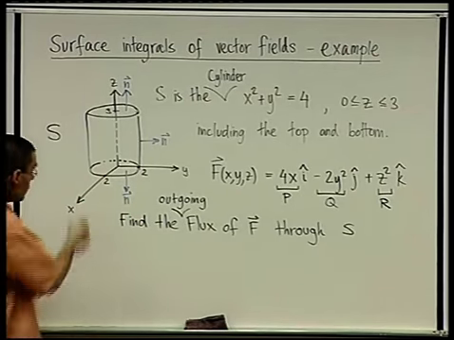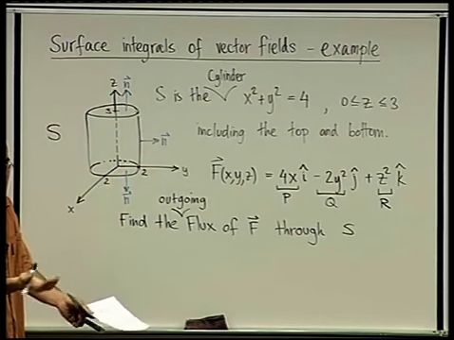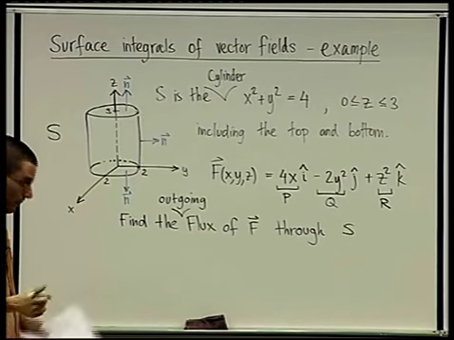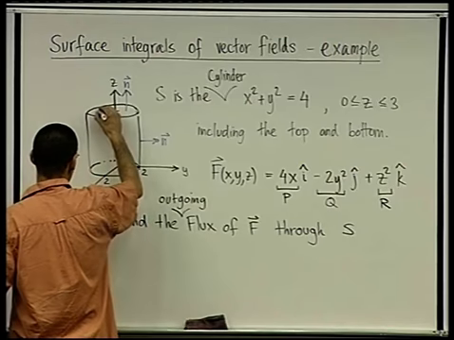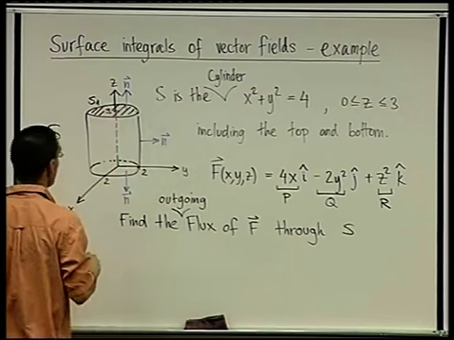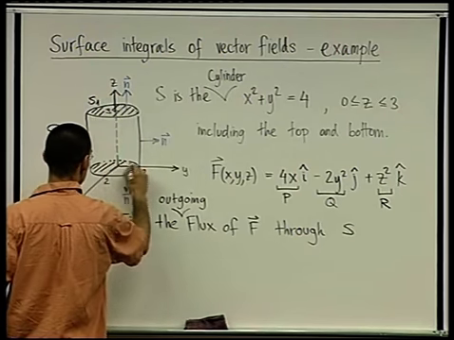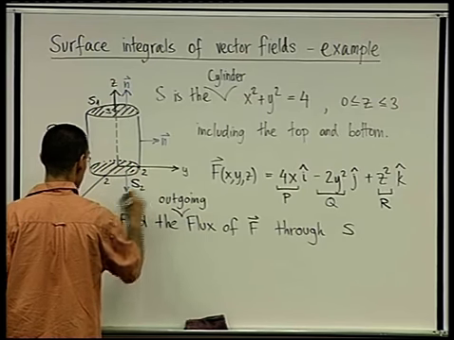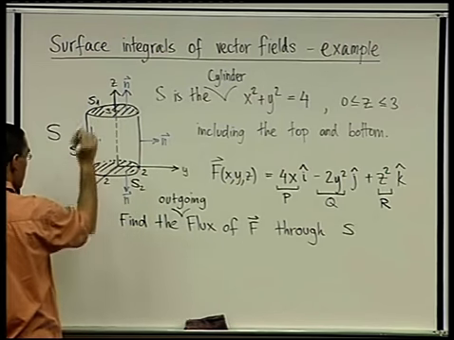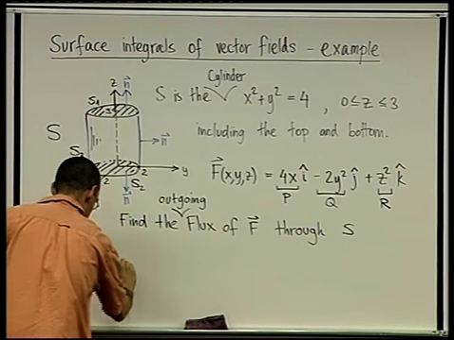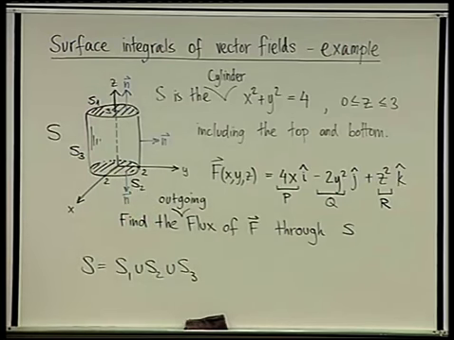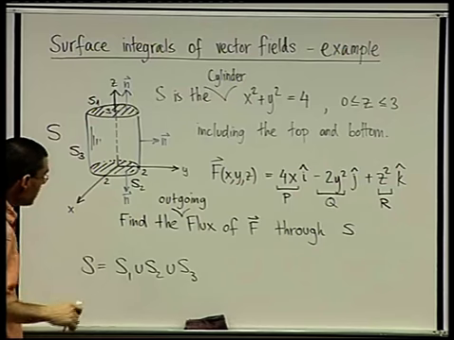Okay? It's an obvious thing to do because the surface is comprised of three different surfaces. We can't parameterize the entire thing at once. Okay? So we're going to call this top part S1. The bottom part, we're going to call S2. And the sides, we're going to call S3. And S is S1 union S2 union S3. Good? So now let's start calculating the surface integrals.